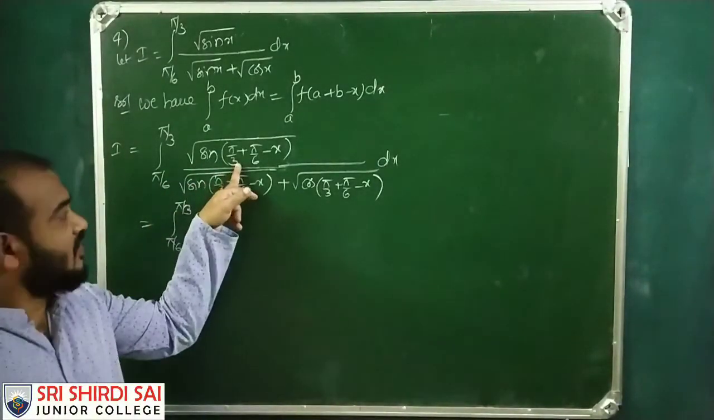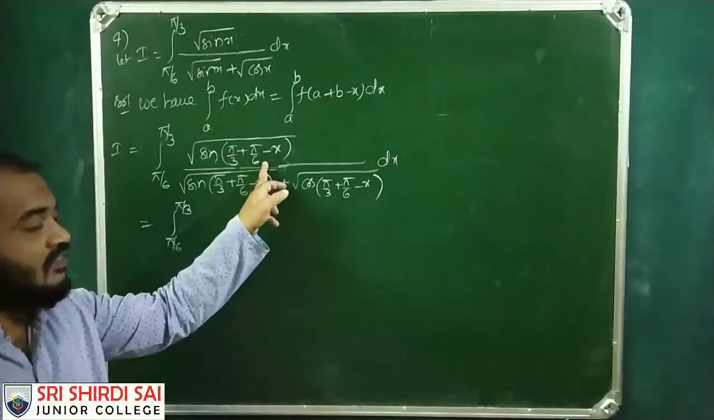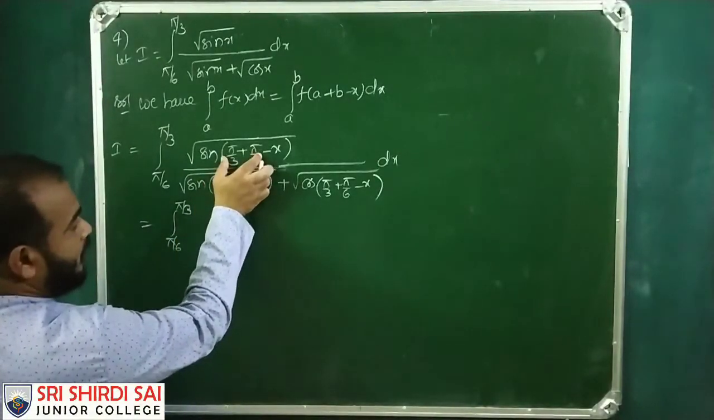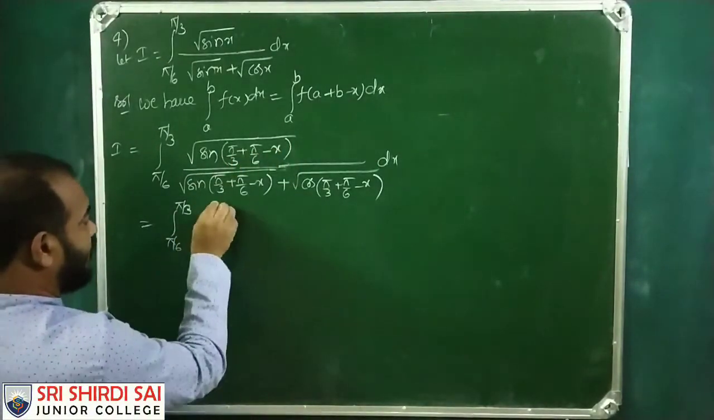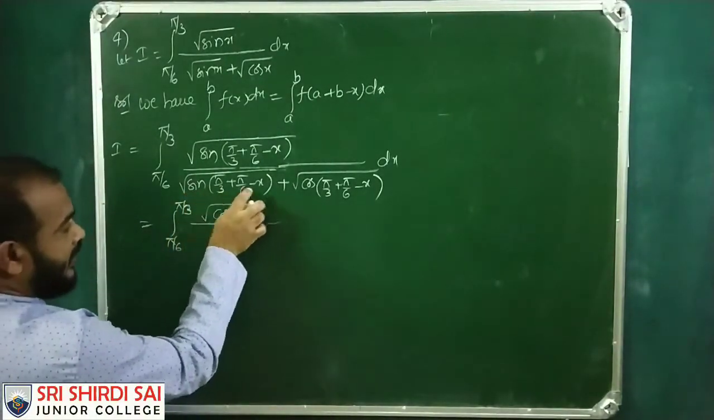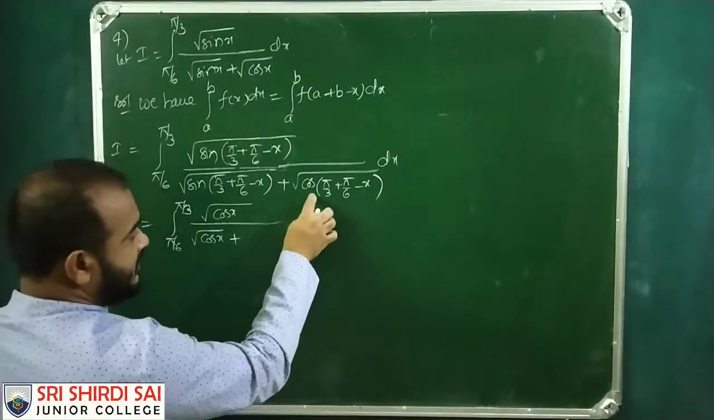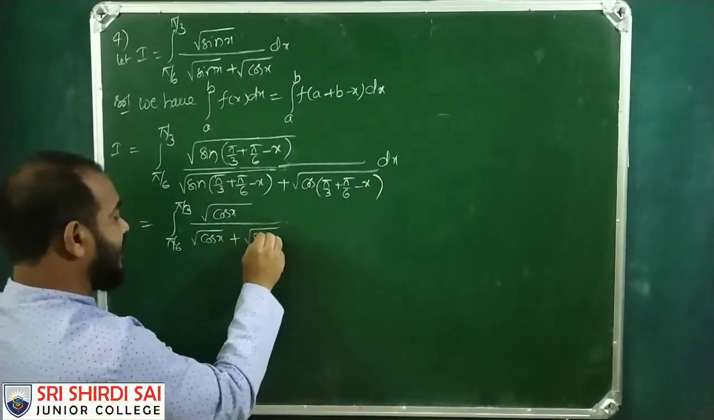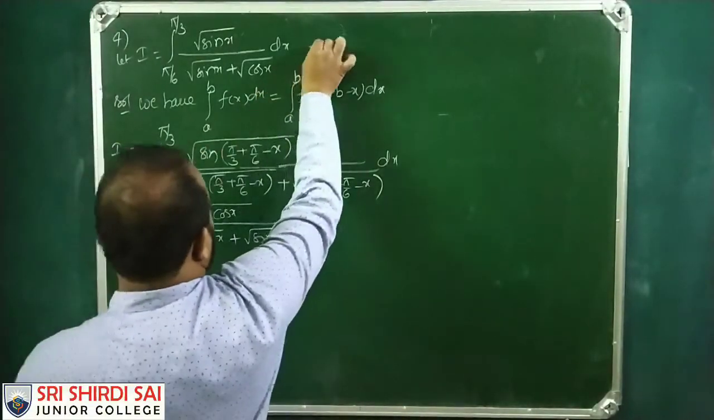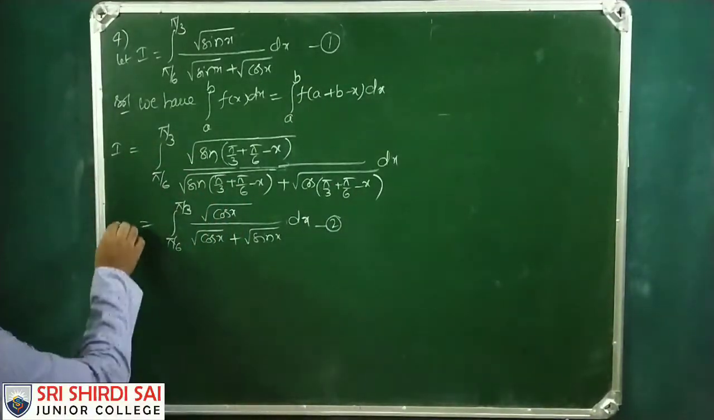Pi by 3 is 60, pi by 6 is 30, 60 plus 30 is 90. So this is pi by 2 minus x. Sin of 90 minus x is cos x. So root cos x by, root cos x plus, cos of 90 minus x is sin x, dx. So the given one is 1 and whatever we got right now is 2. So this is also I.